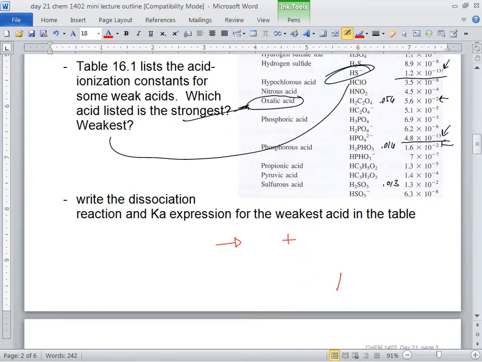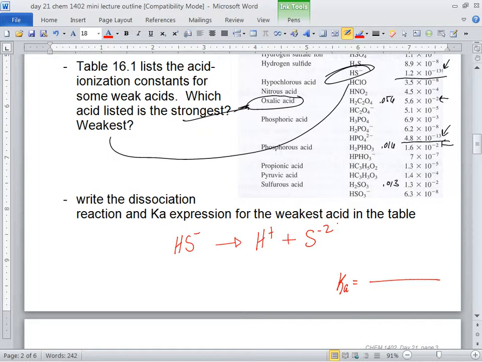And then your Ka expression. Products over reactants. Kind of a little trick to doing this, Steph. What did you write as your reaction? HS minus yields H plus and S minus 2. Perfect.